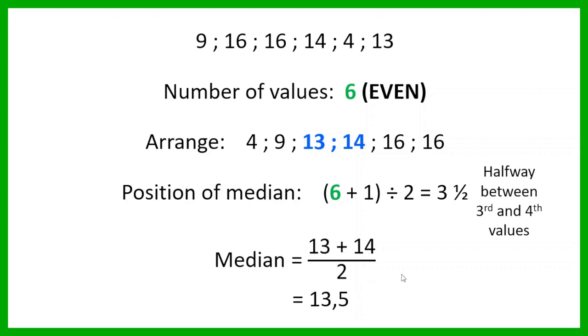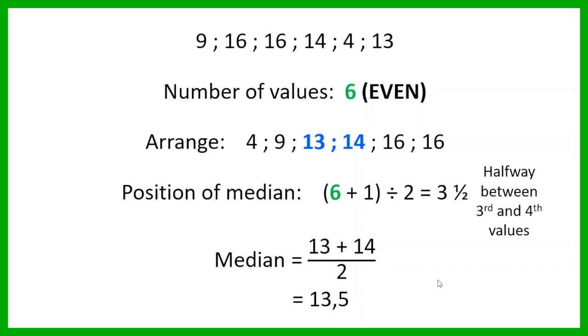Okay, so that's how you find the median. You put your values in ascending order from smallest to biggest, and then you find the middle value in that data set. If there's an odd number, you just take the middle one. If there's an even number, you take the middle two, you add them, and you divide it by 2, and that will give you the median.